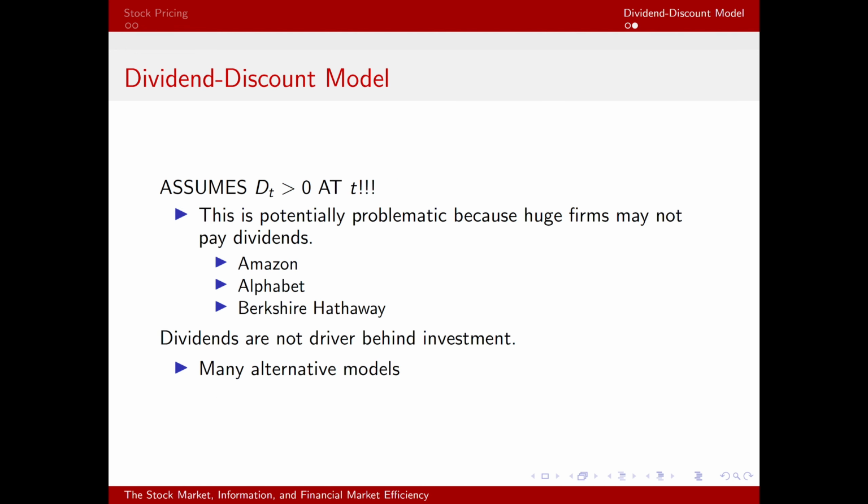Now, we also need to assume, as I mentioned, that the dividends are always greater than 0, starting at time t, the present time period. And this is problematic since a lot of quite large companies do not pay dividends, including Amazon, Alphabet, who, if you don't know, is the owner of Google, and Berkshire Hathaway. So Warren Buffett's investment firm also doesn't pay dividends.